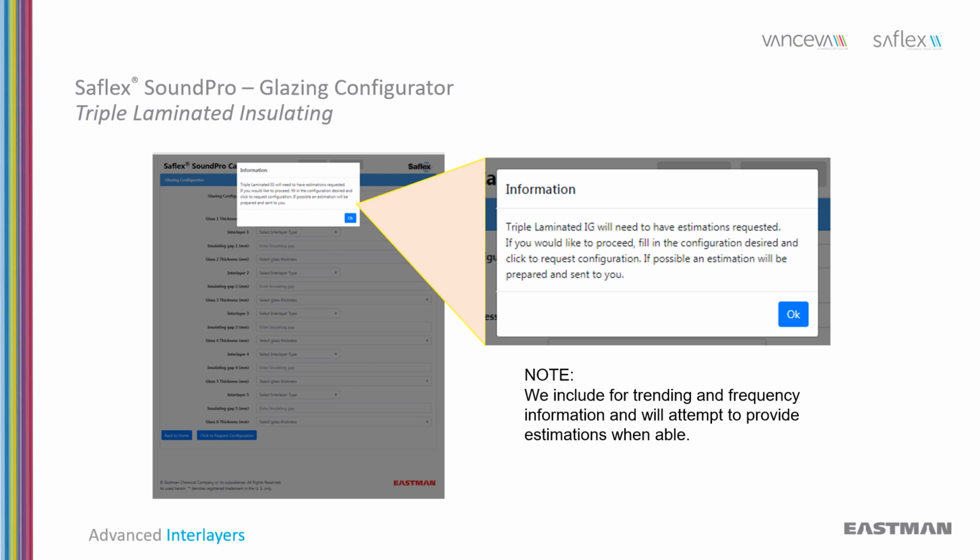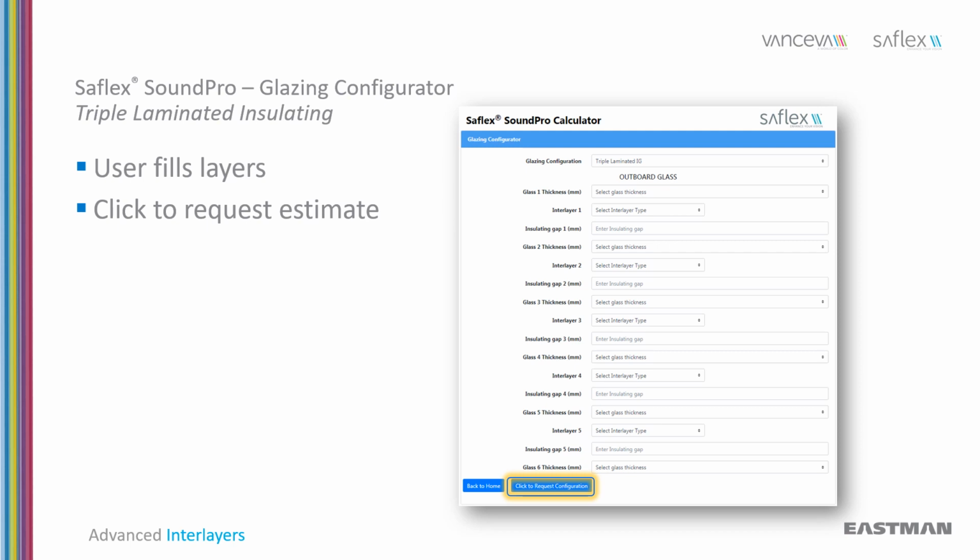This is done so that you don't go ahead and fill in the entire configuration with the expectation of seeing immediate results. You can see the insulating glass for triples is much more complicated, and it still starts with the outboard glass and moves towards the inboard glass. You have to fill in the layers and then click the request for the estimate.